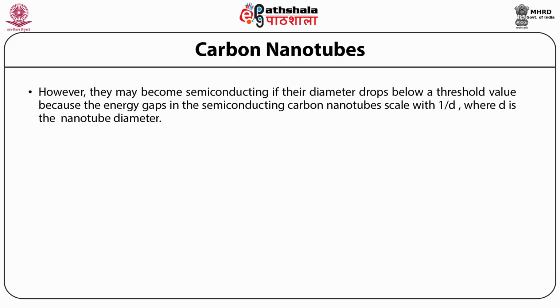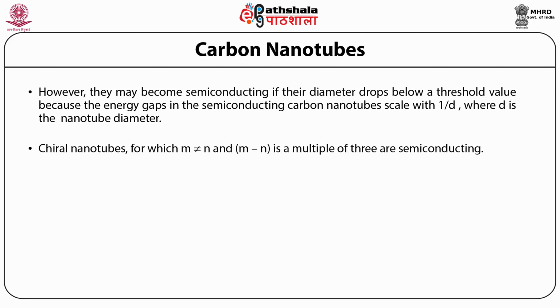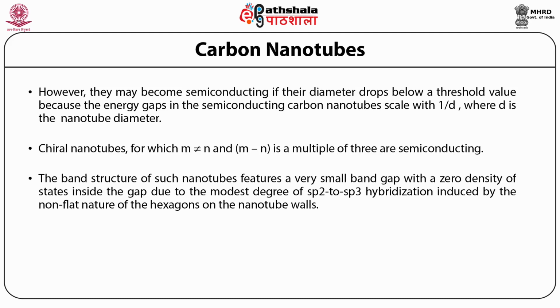However, they may become semiconducting if their diameter drops below a threshold value, because the energy gaps in the semiconducting carbon nanotubes scale with 1/d, where d is the nanotube diameter. Chiral nanotubes, which have m not equal to n and m minus n a multiple of 3, are semiconductors. The band structure of such nanotubes features a very small band gap with a zero density of states inside the gap, due to the modest degree of sp2 to sp3 hybridization induced by the non-flat nature of the hexagons on the nanotube walls.